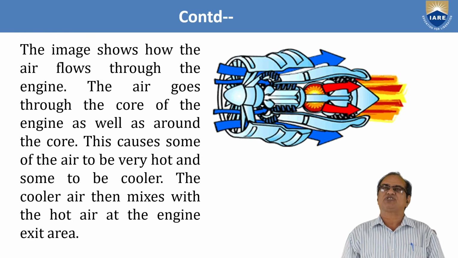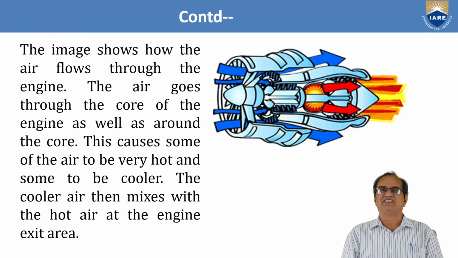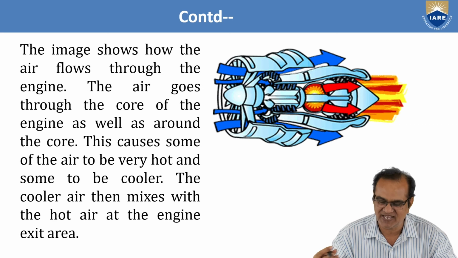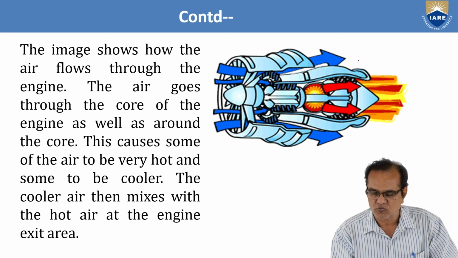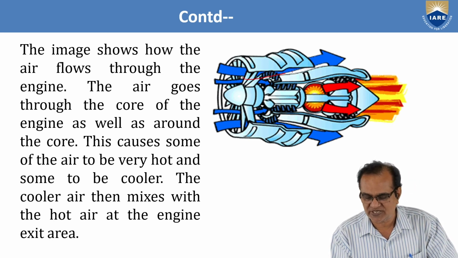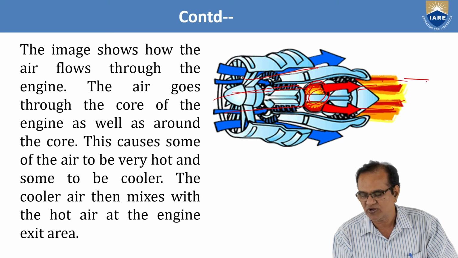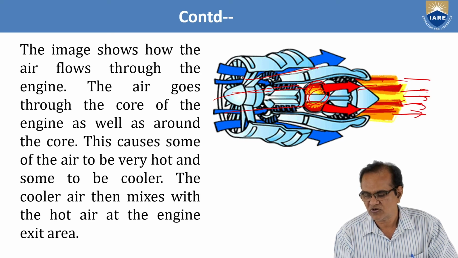Now the image shows how the air flows through the engine. The air goes through the core of the engine as well as around the core. This causes some of the air to be very hot and some to be cooler. The cooler air then mixes with the hot air at the engine. So you can see here, the blue is your cool air, and a few goes to this bypass, a few goes from this compressor, and this is the combustion chamber. From here it is burning and it is going to the respective places.